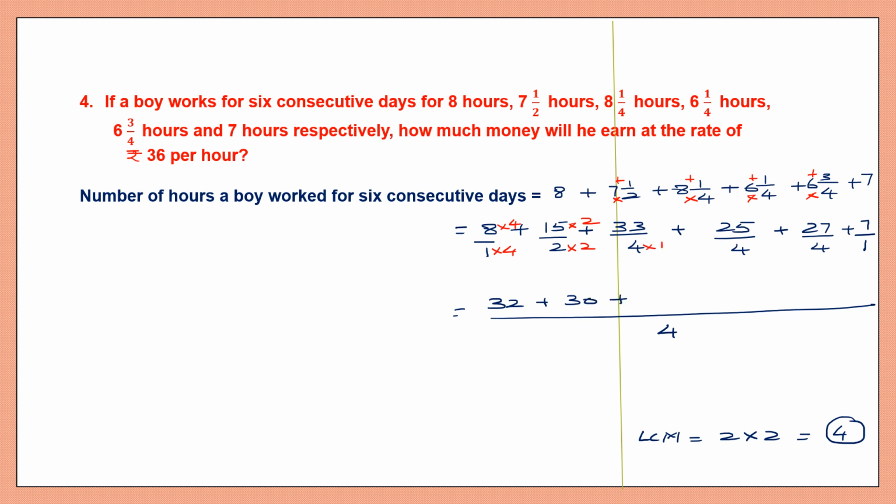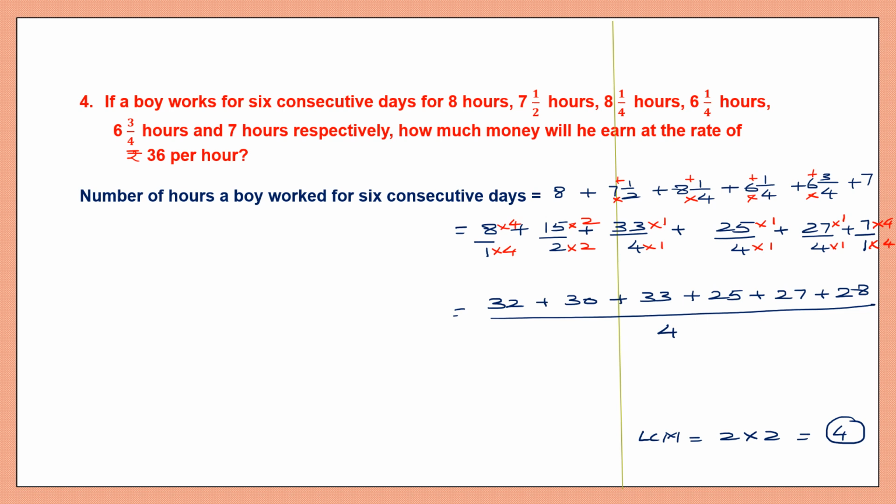4 into 1 is 4. So 33 into 1 is 33 plus, next one is 4 again. So 4 into 1. So 25 into 1 is 25 plus the next one. Again it's 4. So 4 ones. So 27 into 1 is 27. And the last one is 1. The denominator is 1. So 1 into 4. So 7 into 4. 7 4s are 28. So now we've got all our numerators and the denominator is 4.